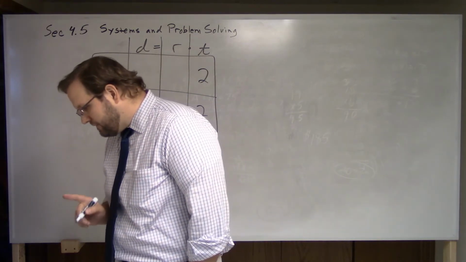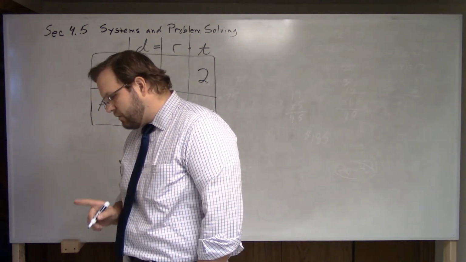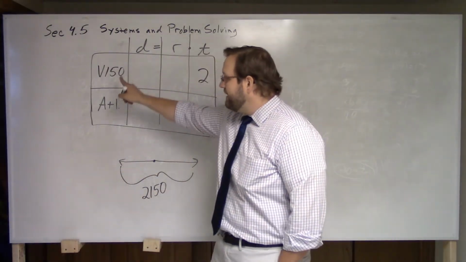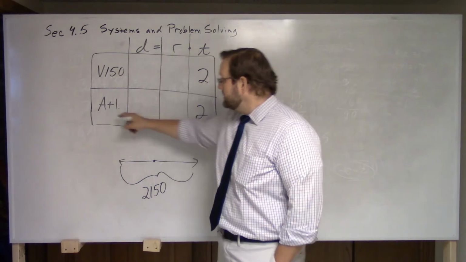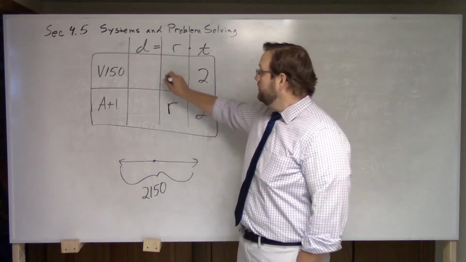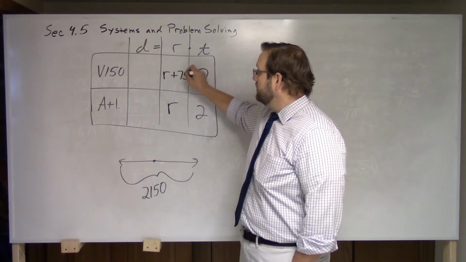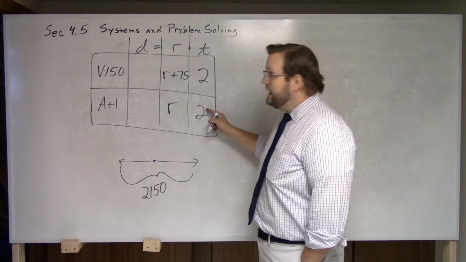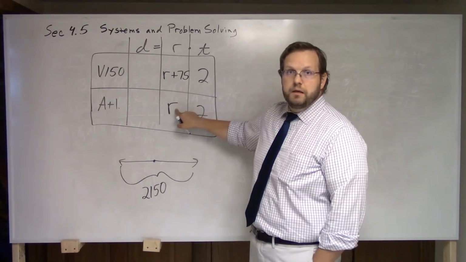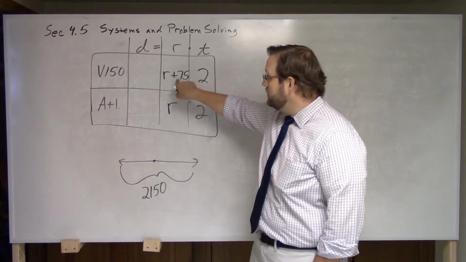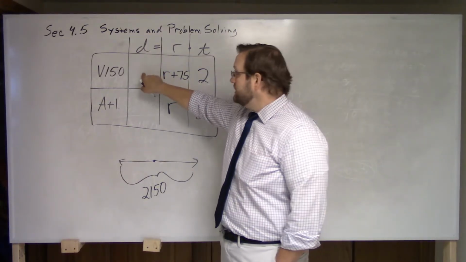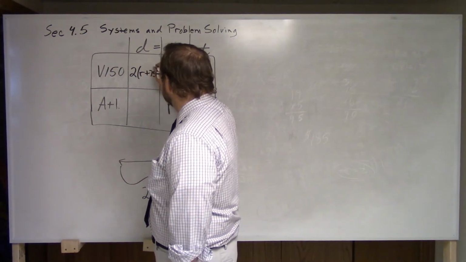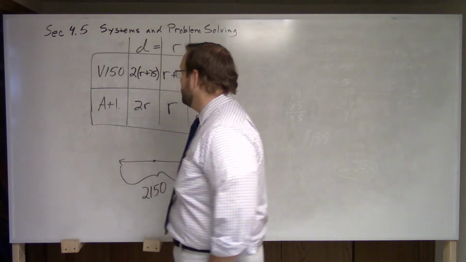Then it says that the V150 is 75 kilometers per hour faster than the Atlantique. So the V150 is 75 faster than this. They say nothing about this, but this bumps it up by 75. Okay, so they gave us this. They described this. We are going to use these 2 to build the third. The distance here is rate times time, and distance here is rate times time.